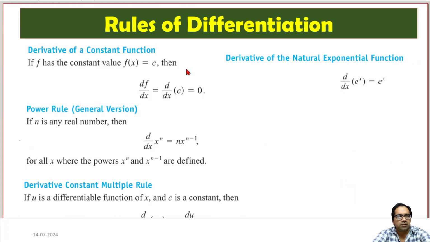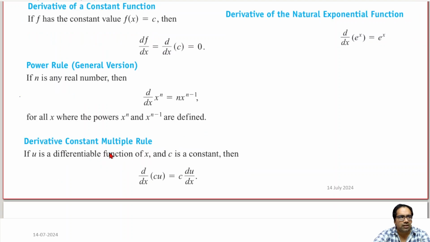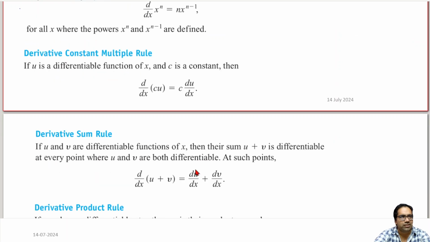Right, guys? Earlier we discussed all the rules of differentiation. When it is constant, it is 0. When it is e power x, it is e power x again. The derivative of e power x is e power x. That means the slope of e power x is equal to the value of e power x at whatever x. And power rule we discussed, derivative of x power n is n x power n minus 1. And constant into some function, we can take the constant out when you do the differentiation.